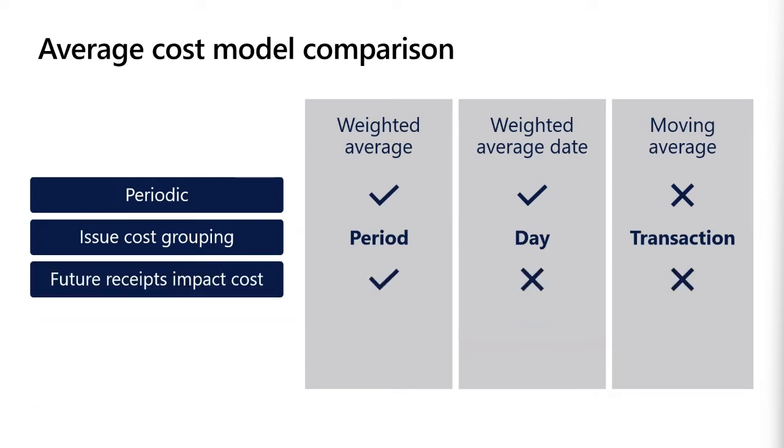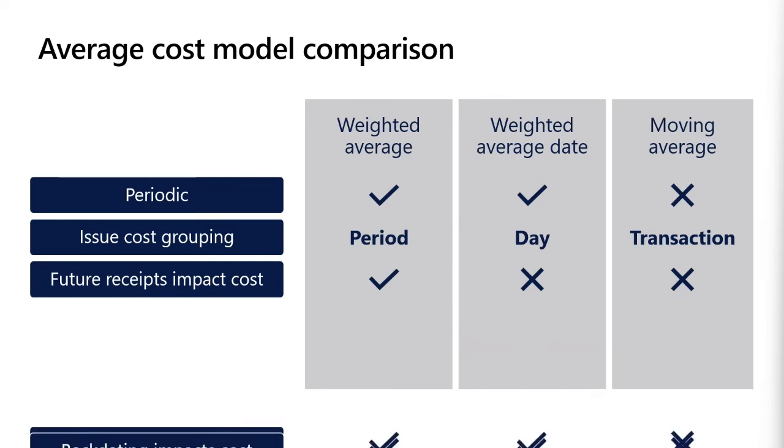Weighted average is the only cost model here which will have receipts on future dates impact the cost of issued transactions. Weighted average date and moving average will only have the cost impacted by transactions that occurred on or before the issue date. This could impact cost reporting, for example, with weighted average. If receipt prices at the end of the period are much higher than the beginning, it'll raise the cost of issues that were posted at the beginning of the period.